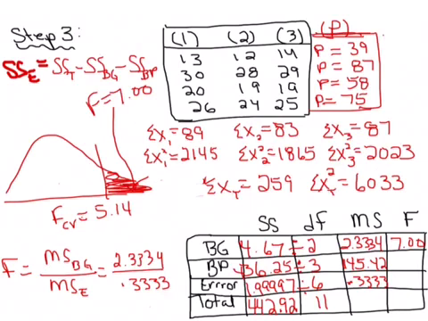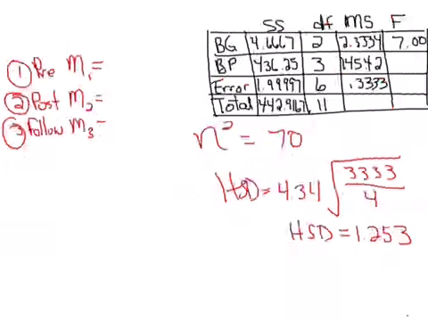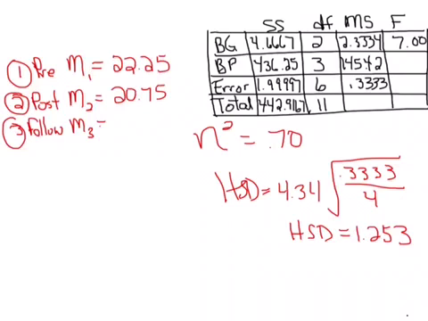So I'll go back so that I can do what I've got. For the pre-group mean, I got 22.25. The post-treatment group, my mean is 20.75. And then for the follow-up group, my mean is 21.75.